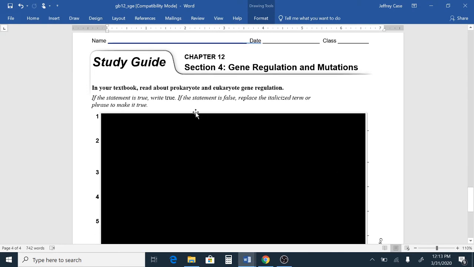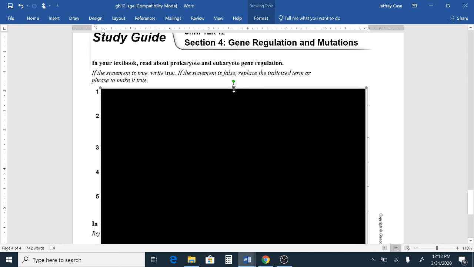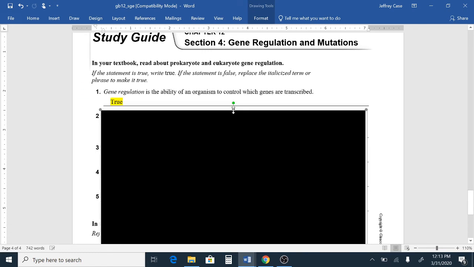Last one, section 4. Thanks for making it this far.